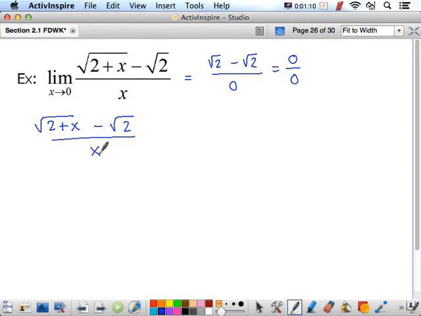The x's? The x needs to cancel because x minus 0 is what's causing the hole, right? Correct. So we need to cancel an x. So keep that in mind. So we're going to multiply top and bottom through by the conjugate of the top.